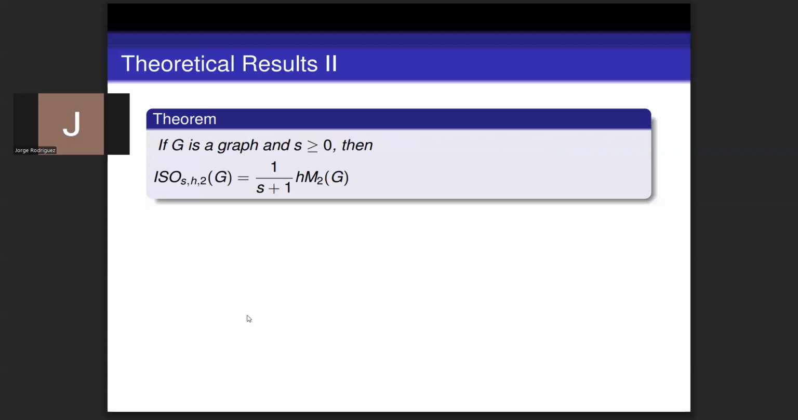Similarly, we have some results for the second integral Sombor index. Let's say that G is a graph and s is bigger or equal than 0, then we have that the second irregularity integral Sombor index is going to be equal to 1 over s plus 1 times the h second Zagreb index for every graph.